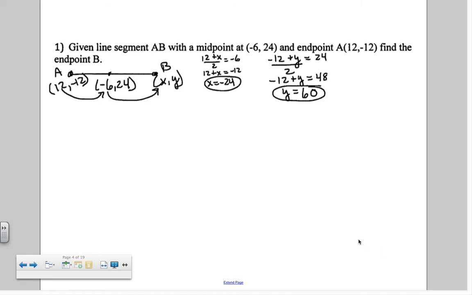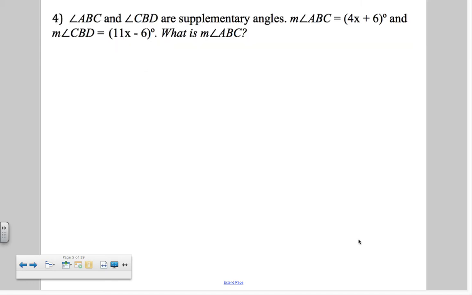So you can either pause the movie now and do those first 3 problems on the worksheet, or you can keep playing through all the different types of problems and then work on the worksheet. So 2 and 3 are similar to 1. I'm going to go to number 4 and help you work on number 4.